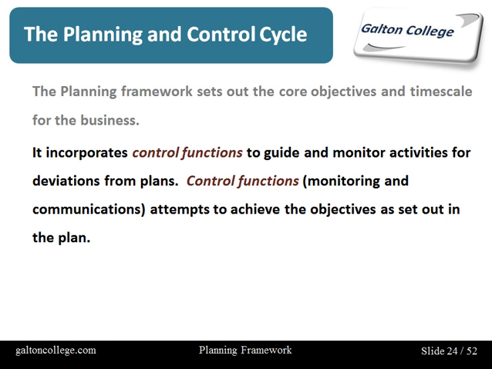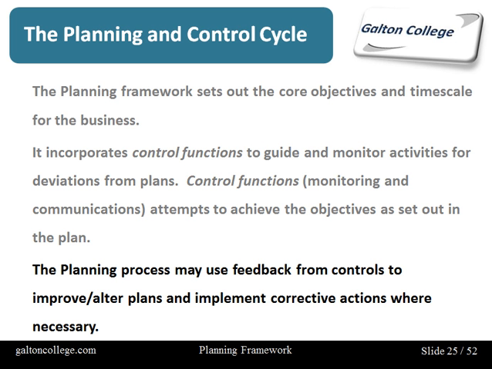In other words, management should spot that the plan is going off the rails and corrective action needs to be taken. Control functions, which is monitoring and communications, try to achieve the objectives as set out in the plan. So the control functions try to keep the plan on course. And this is particularly important if something comes along to knock the plan off course and will require management intervention to try and correct for that.